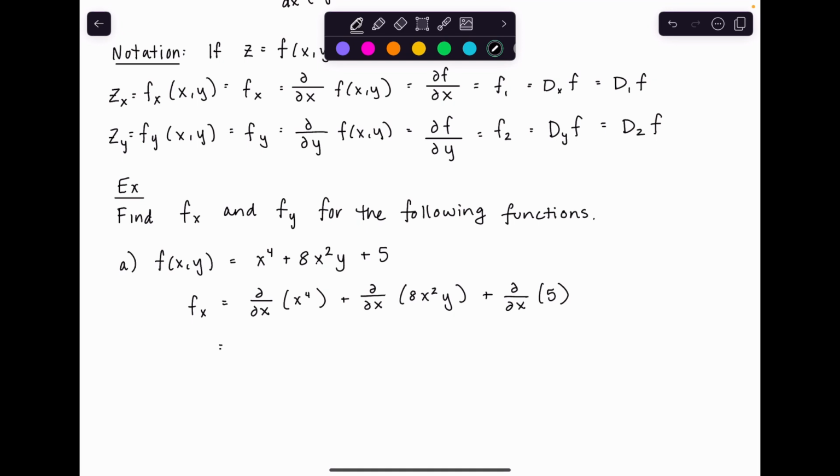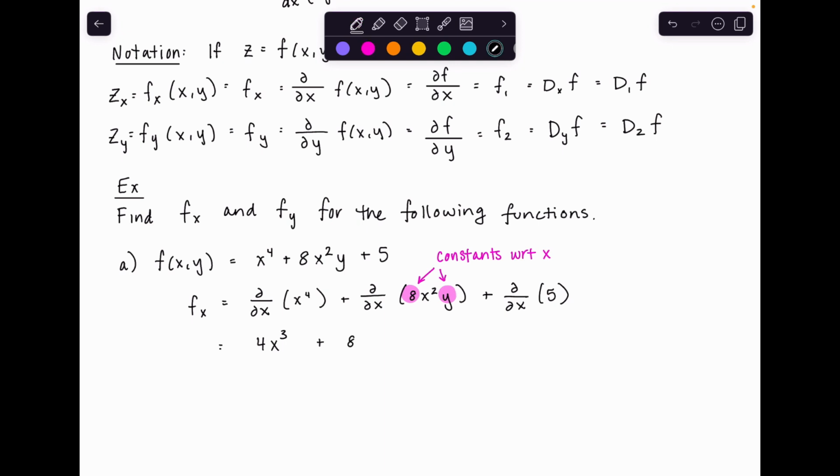First one's hopefully pretty easy. If you're differentiating x to the fourth with respect to x, well, that's just 4x cubed. Derivative of x to the fourth is just your power rule. In this next piece, when I'm differentiating 8x squared y with respect to x, the 8 is obviously a constant, but you're going to treat the y as a constant as well, because the variable I'm considering is x. So remember, your constants just stay attached.